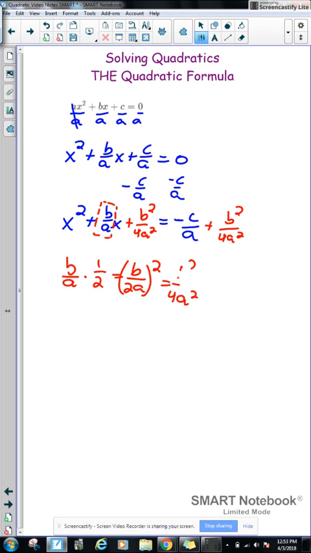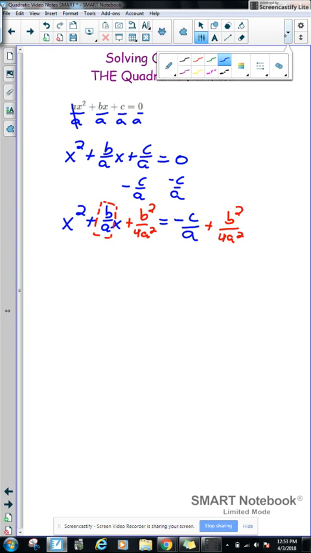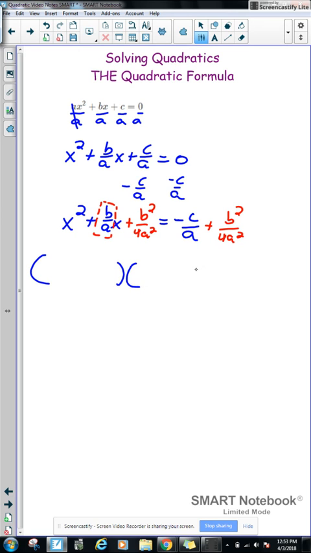Okay, so let's get this out of here. Now we have to move on to factoring the left side. So let's get back to the blue here. Let's factor the left side. And then the right side is going to equal the sum of these. In order to add these together, I should probably get a common denominator between a and 4a squared. And that common denominator is going to be 4a squared.